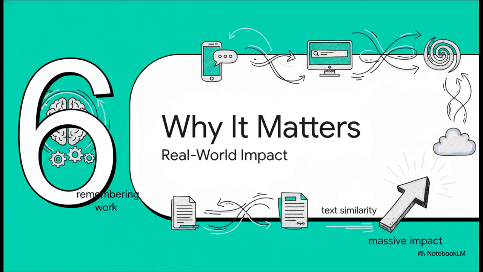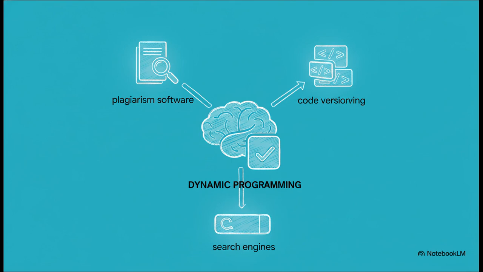Okay, let's zoom out and bring this all home. This really clever trick of remembering your work, it's not just some neat programming puzzle. It has a massive, massive impact on the technology we all use every single day. Because it solves each little problem only once, this technique is what makes all those things we talked about not just possible, but incredibly fast. Your spell checker, that's dynamic programming. The plagiarism software, yep. Those programming tools like Git that show you what changed, you got it. And even search engines that understand you despite your typos, it's all powered by this one fundamental idea.